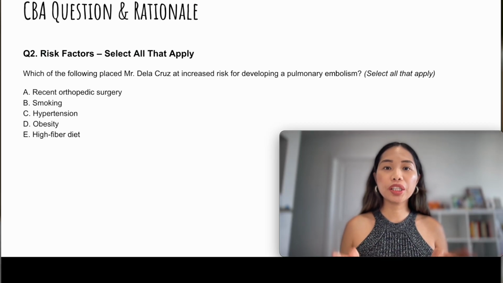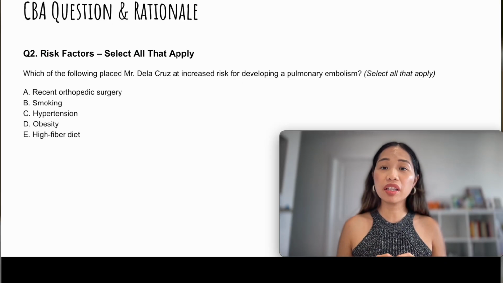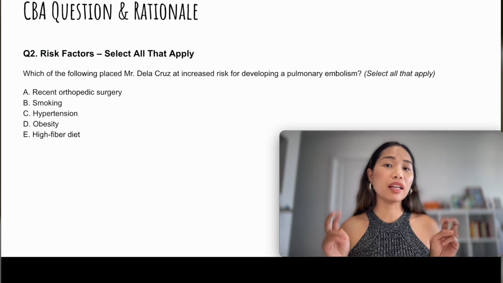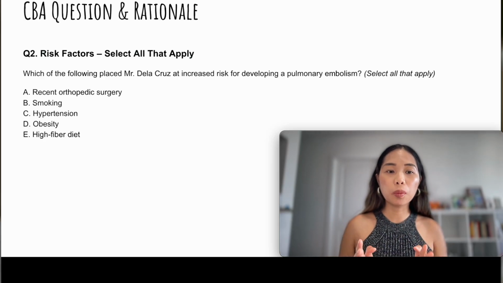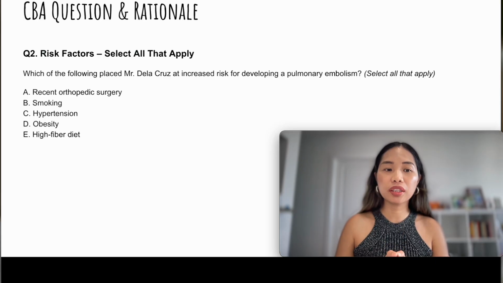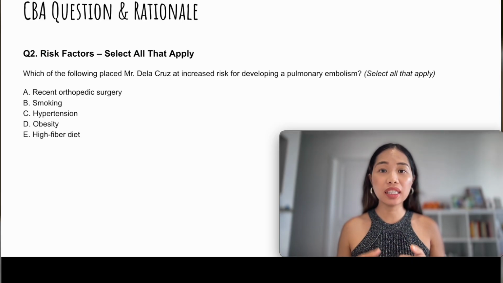So when you're answering risk factors, always go back to the pathophysiology. Just because one of the options, you might think it's a big health issue, that's automatically a risk factor. You always have to go back and ask yourself, does this directly contribute to the disease or the complication that is being asked? So in this case, the pulmonary embolism.